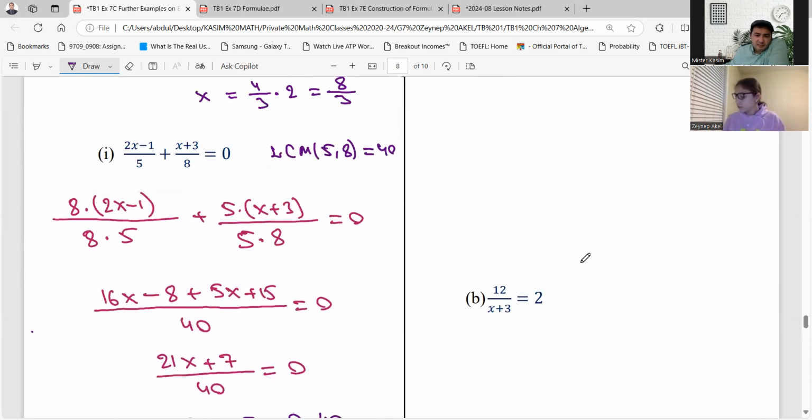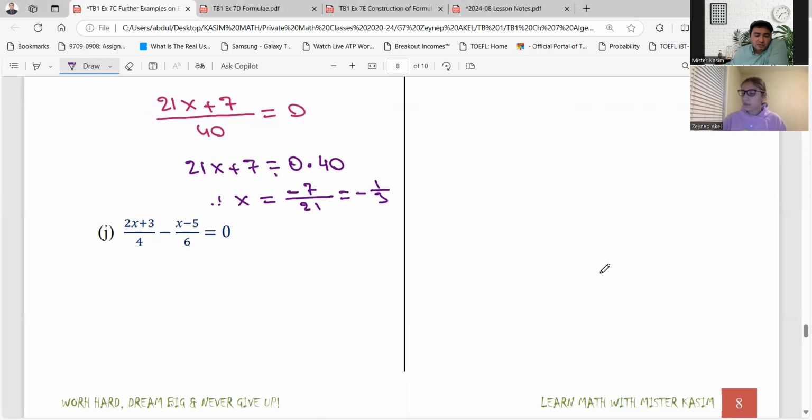Now, using the same idea, Zainab, can you try to solve this question J? What is the smallest number divisible by 4 and 6? 16? 16 is not divisible by 6. 24? No, the smallest number. 12, right? Okay, so the first fraction, top and bottom, multiply by 3. The second one, multiply by 2.